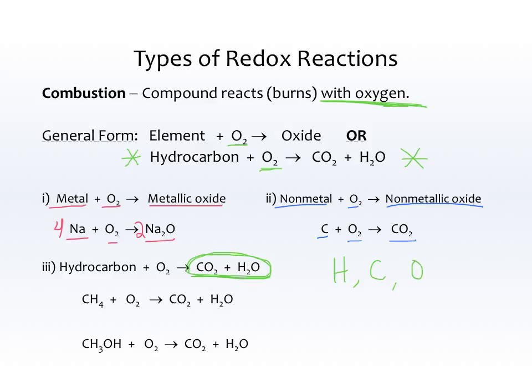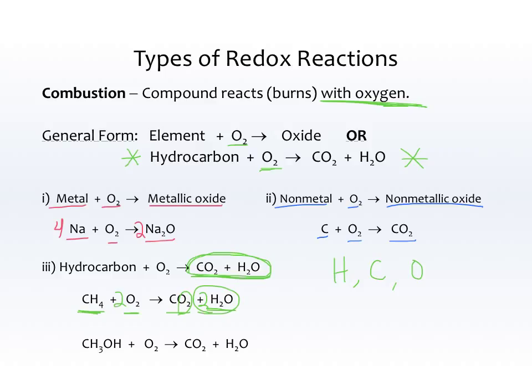So I got 4 hydrogens and 2 hydrogens. I'm going to fix that by putting a 2 in front of the H2O. I got 1 carbon and 1 carbon, so that's good. For my oxygens, I have 2 on the left, and 2 plus 2 is 4 on the right, so I'll fix that by putting a 2 on the right.